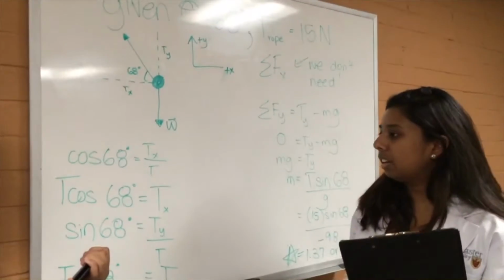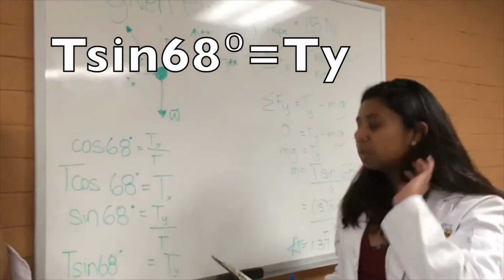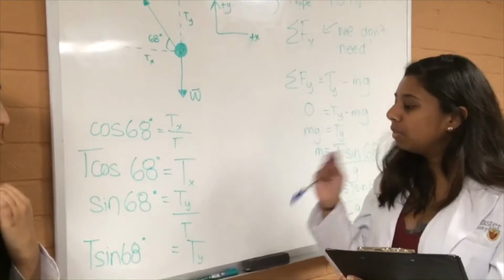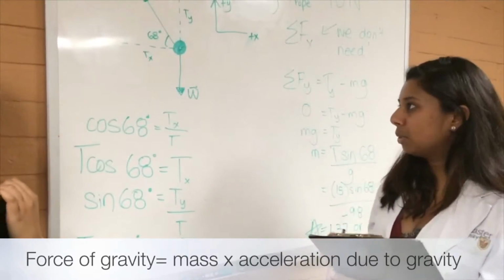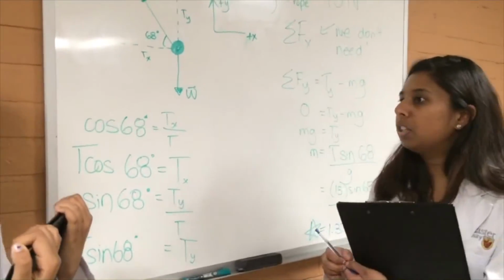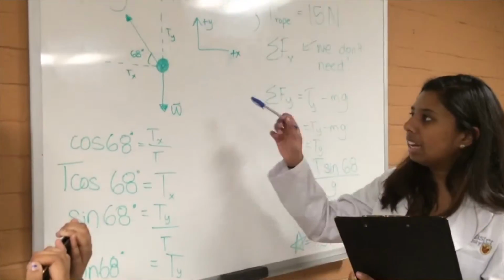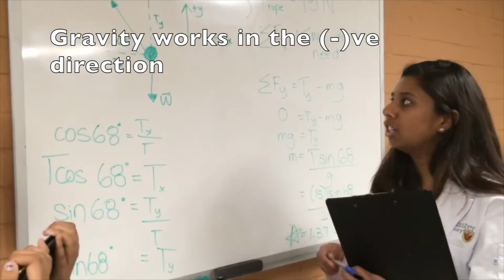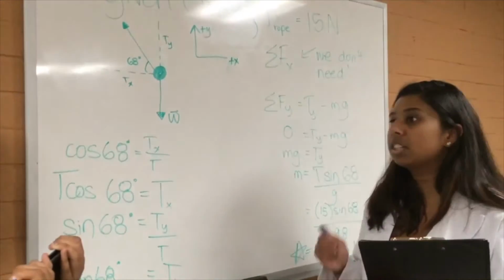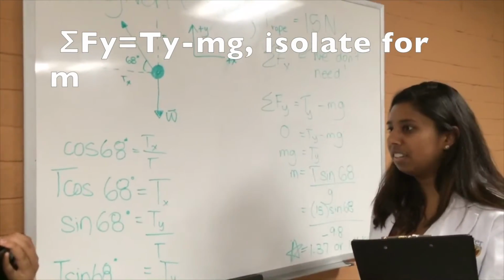Now, the y component of tension we solved as T sine 68 degrees, which was derived from primary trig ratios. So also, because of this, we found the force of gravity, which is mass times gravity, and in order to solve for this, we're going to isolate for m, which is mass, and we're going to do that in kilograms. Now, because the force of gravity is in the opposite direction from our positive direction, we know that the gravity is going to be negative, meaning it's going to be the y component of tension minus the force of gravity in order to solve.